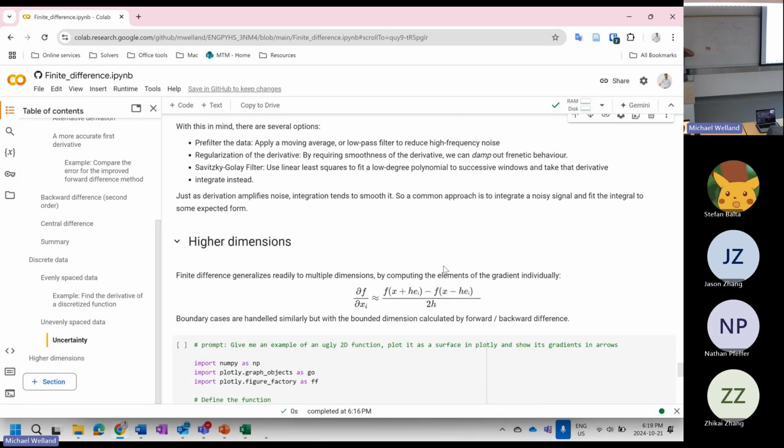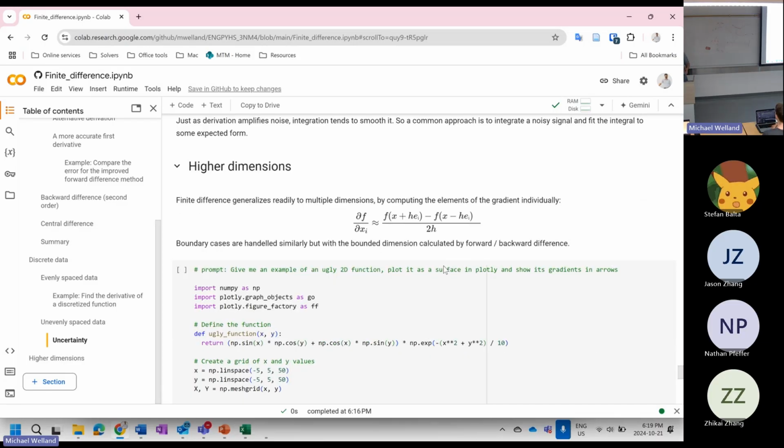The idea with that one is that you integrate your signal and then you fit it to the integral of whatever you think your derivative should be. You could even just integrate it flatly and then do the numerical derivative of that, which will recover your signal, but in a much smoother form, and then you could even do the second derivative on that one. All kinds of different ways to do it.